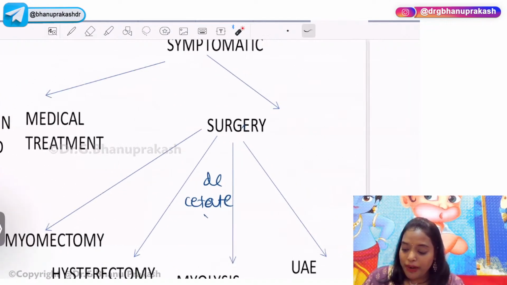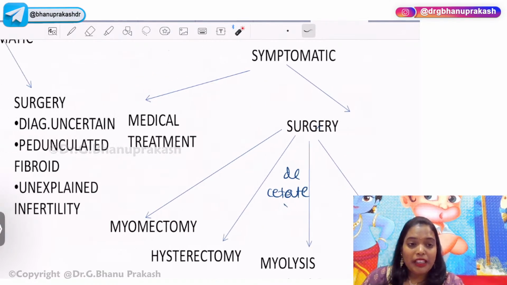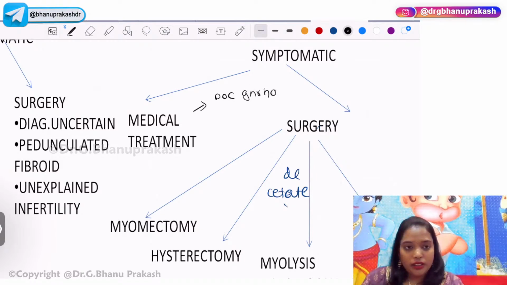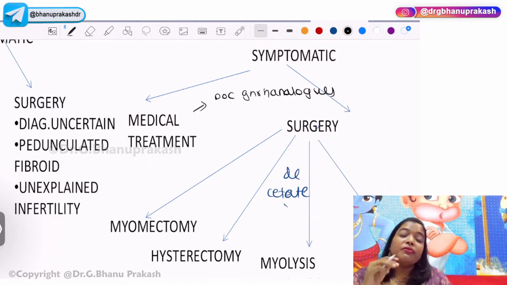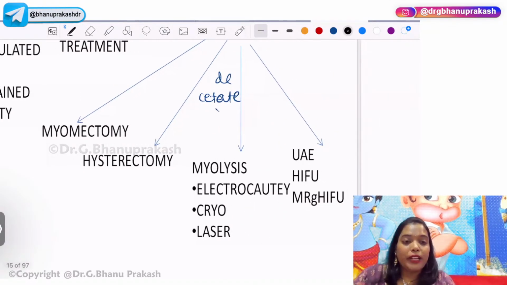In symptomatic, you have medical management and surgical management. In symptomatic medical management, the drug of choice is GnRH analogs. GnRH analogs not only decrease the vascularity to the fibroid, they can also decrease the size of the fibroid. So in symptomatic medical management, you mainly have the GnRH analogs. Now, surgery depends on what age group they are.